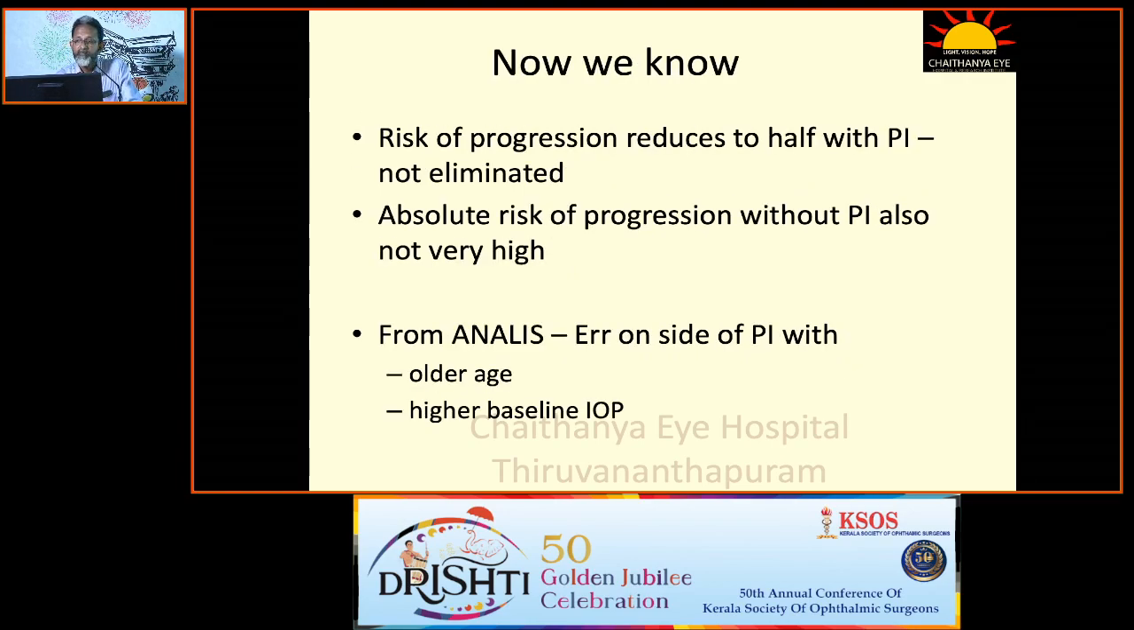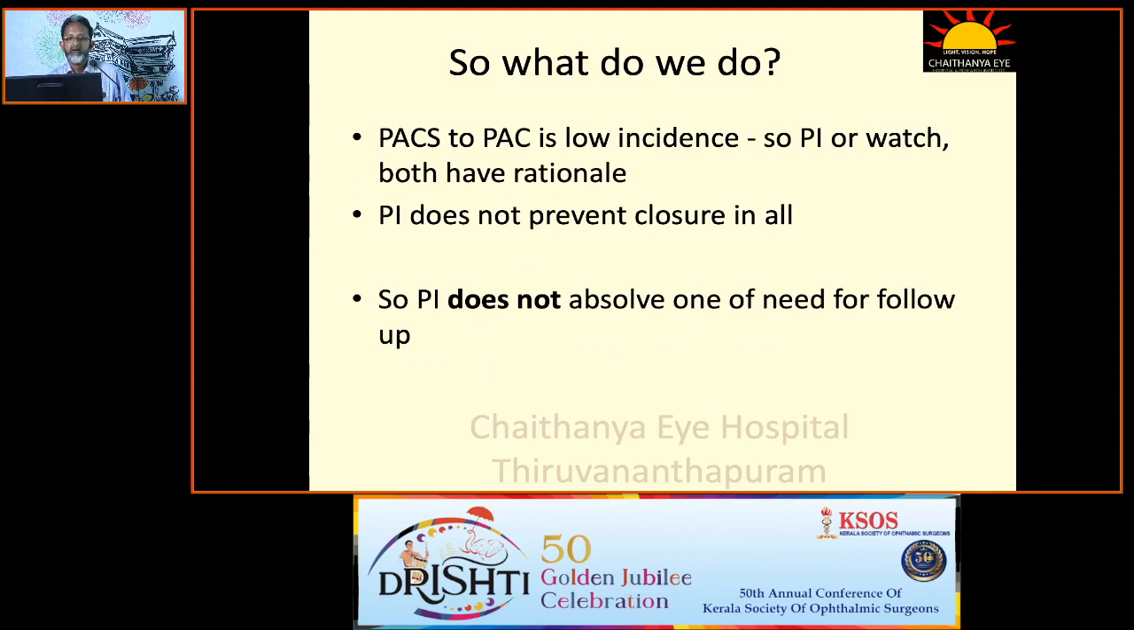Okay. The risk of progression reduces by half, but the absolute risk of progression without PI is not very high also. From ANA, we know that the older age group and higher baseline IOPs had a higher risk of progression. So you would go for a PI in those, err on the side of PI in those. And because the PAC to PACG incidence is low, either watch or do a PI, both we are justified.